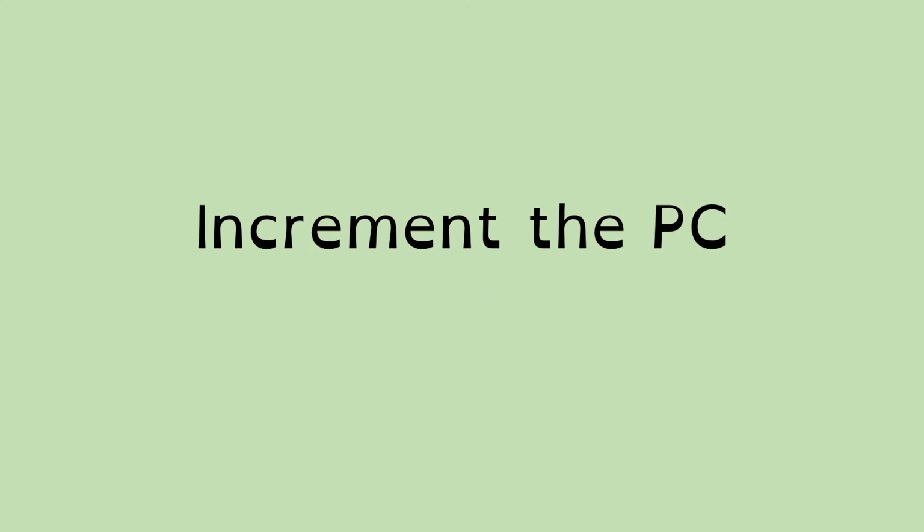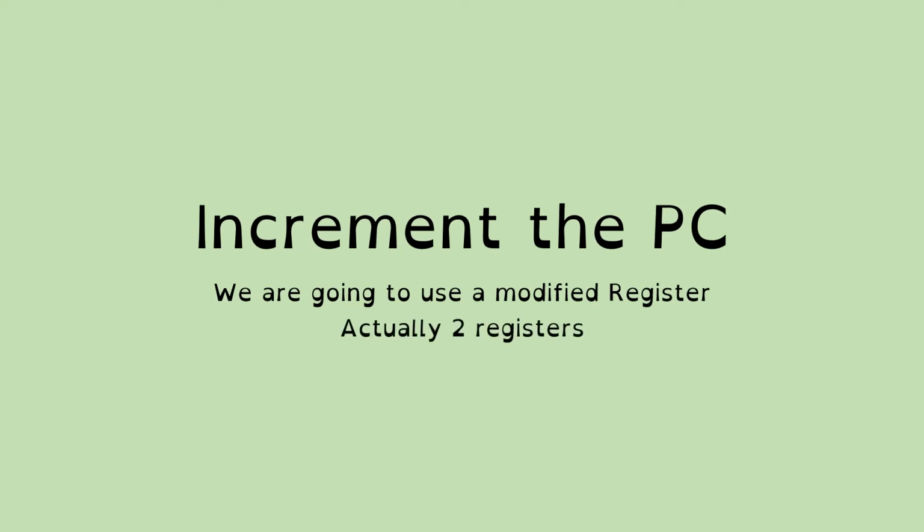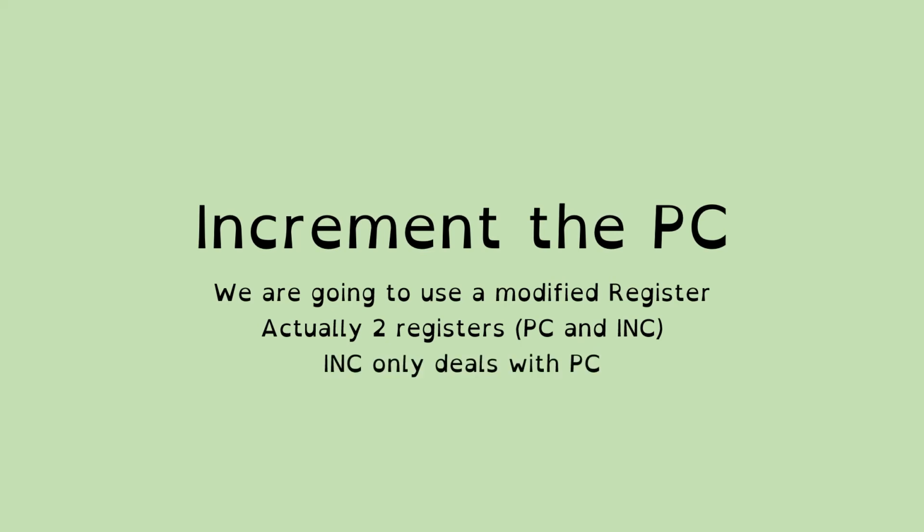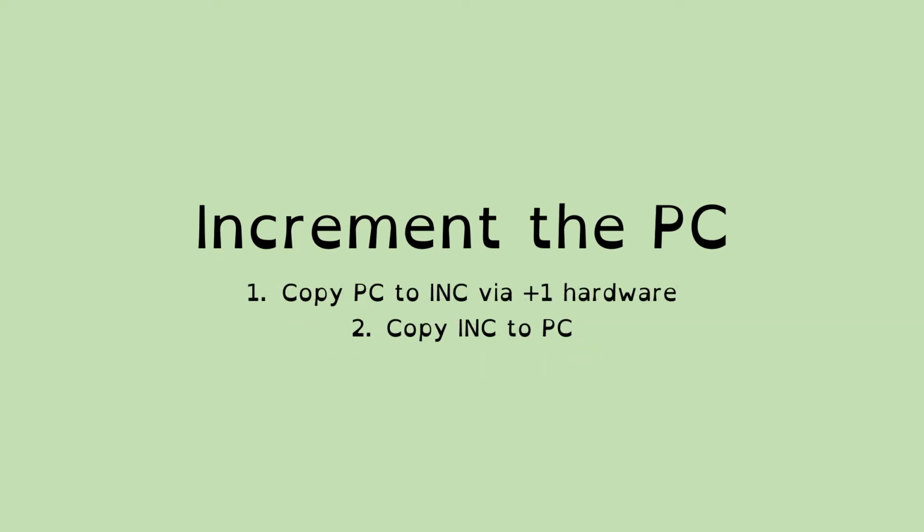Okay. And then finally, we're going to increment the PC. We're going to use a special modified register. I keep talking about this, but I'm not actually saying how it's modified. In fact, what it is, is two registers that are bound together with an extra piece of hardware which can add one. In some simulations, or possibly even in the hardware, these registers are called PC and Inc. This is a fairly standard way of going about this. Inc only deals with PC, so I'm going to bind them together in our simulation in a macro, and there are going to be two phases for this.